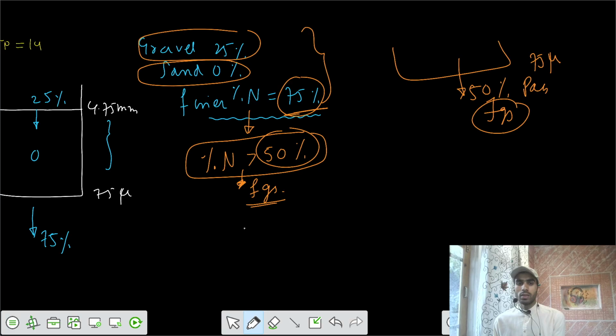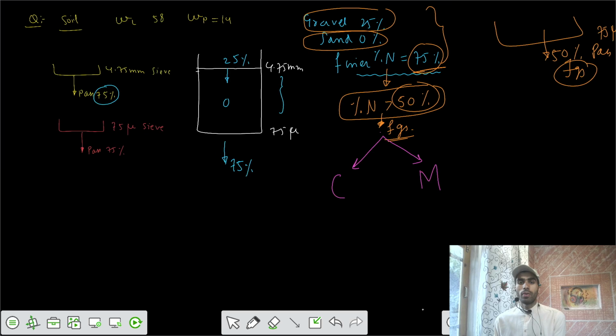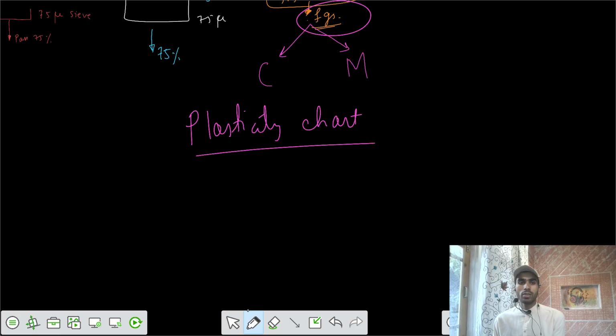Now there is a tug of war between whether the soil is silt or whether the soil is clay. For that, I have to use the concept of the plasticity chart. For fine grained soils, we use the plasticity chart. So for that, let's calculate the value of IP for the A line.